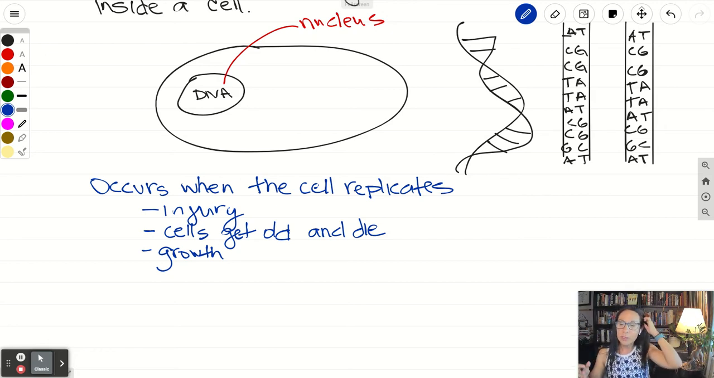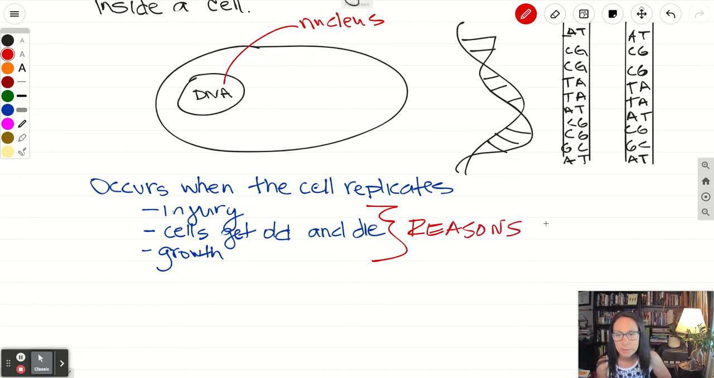And so, we're made of matter, and that matter had to come from somewhere. And where that comes from is from cells replicating. So as you're growing, the cells are replicating a lot. Okay? So those are the 3 reasons for cell replication. So let me just put reasons here. Reasons for cell replication.